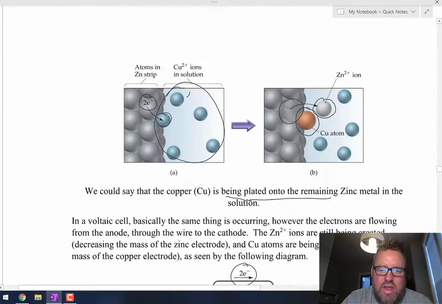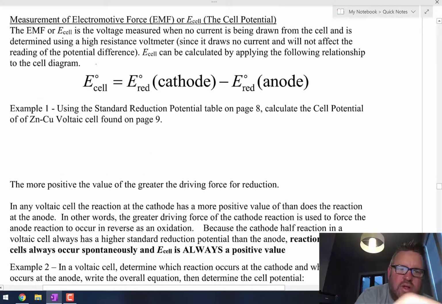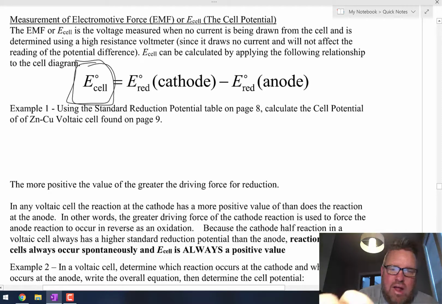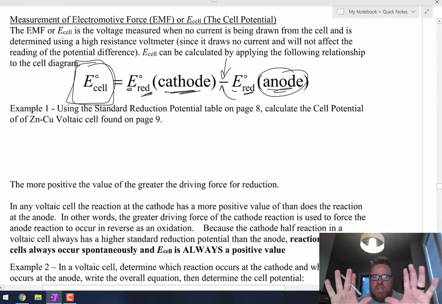Okay, in order to figure out the cell potential of the whole cell, you take the potential at the cathode, which is the reduction process, and you subtract the potential at the anode. Oh my gosh, that says reduction. Oh no, it is, because remember, they're always written as reductions. So you're taking the standard reduction potential at the anode, and you're subtracting it. Okay, so don't think too much into this.